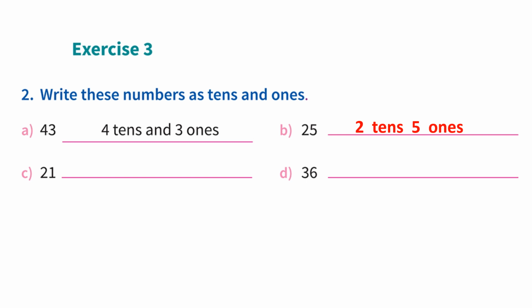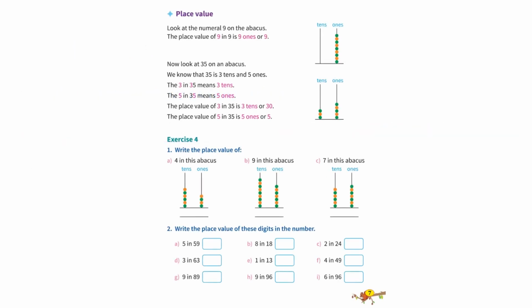See the next one. Now what we are going to do? We are going to do the place value. Can you see exercise number 4 here? You have to write down the place value whatever the question is asked here. Okay. We are going to do this second one. What is written? 9 in the abacus. So you have to find out where the 9 is.